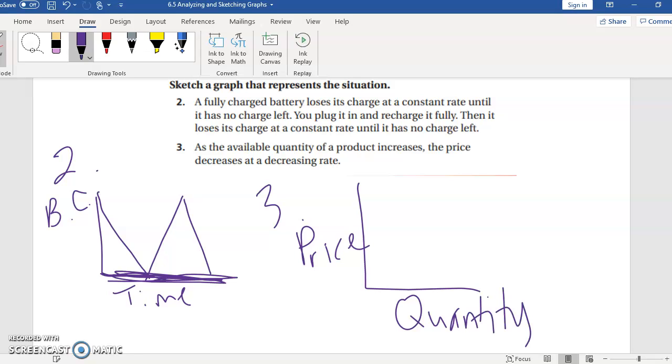All right. So as the availability of the product increases, the price decreases, and again at a rapid rate. So it's going to go down fast and then kind of flatten out there at the end. So that would be your graph for number 3.